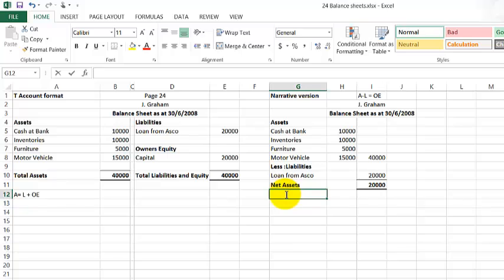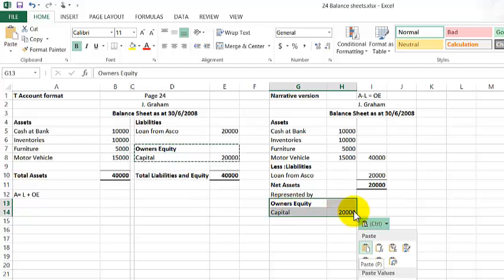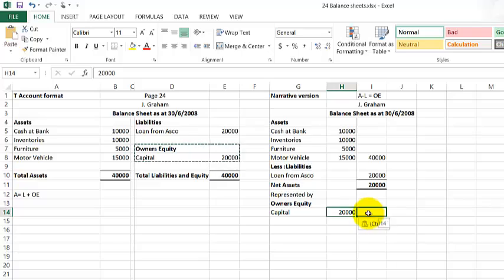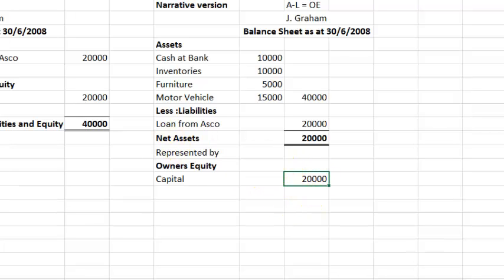And that is represented by the owner's equity. In this instance, it's the capital. Put that over here. That's my total equity. I'm going to do my nice little presentation again as well. And there we have it.